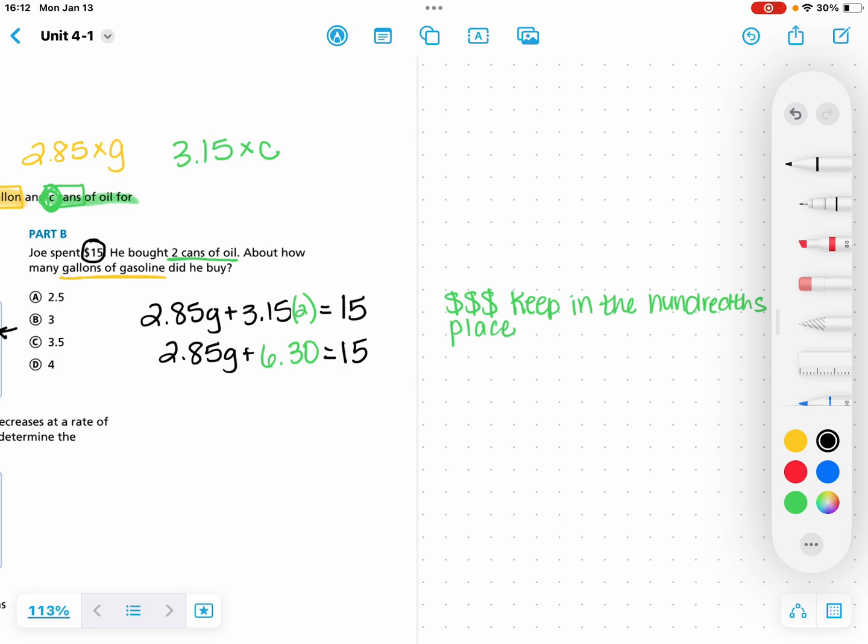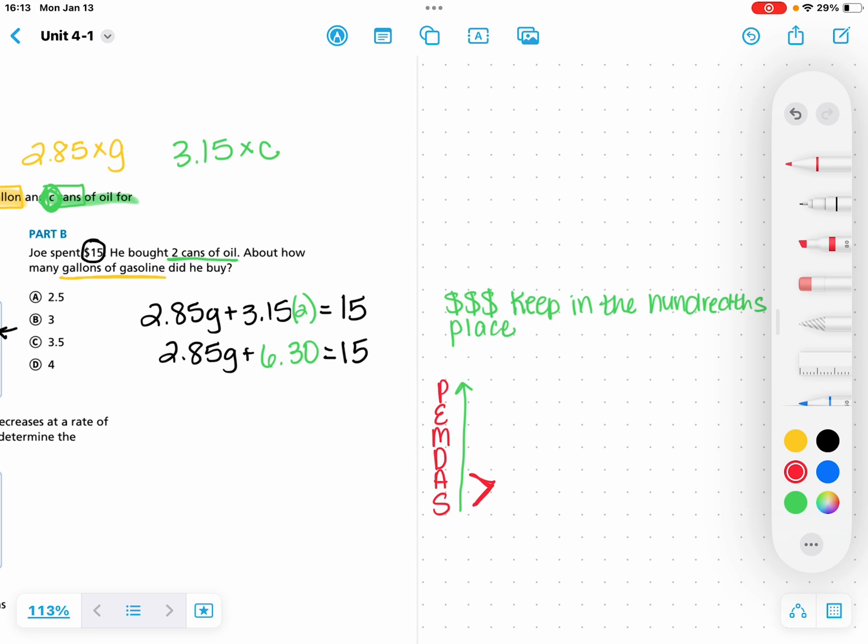Now, here's the tricky part. How do I get G by itself? You remember PEMDAS? When solving for a variable, you need to do PEMDAS backwards. That's kind of how to remember it. So I'm just going to write PEMDAS. And we have to go backwards when solving for a variable or solving for a letter. Meaning I'm going to start off with addition and subtraction and work backwards.